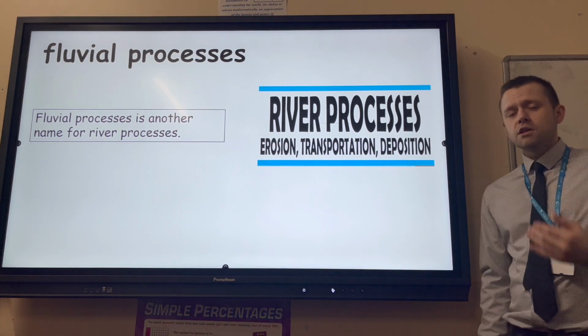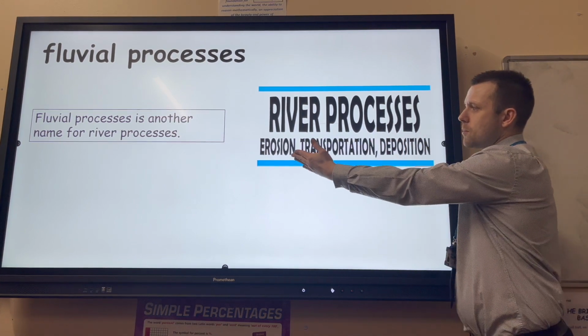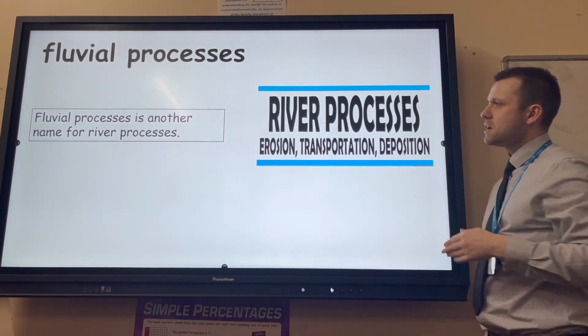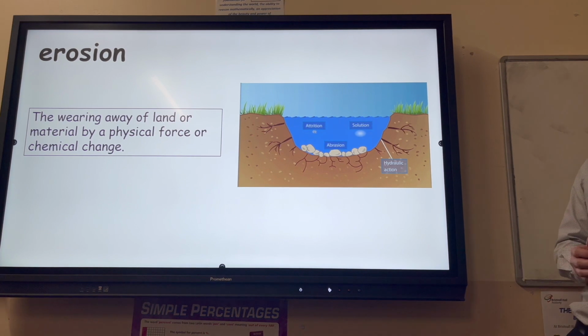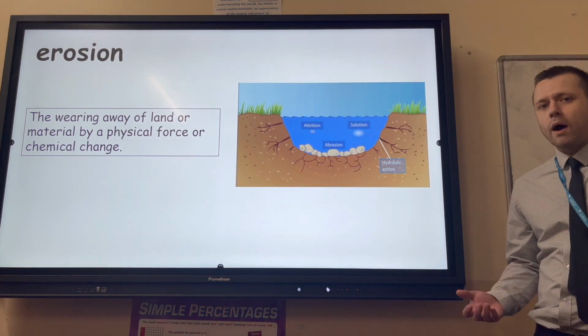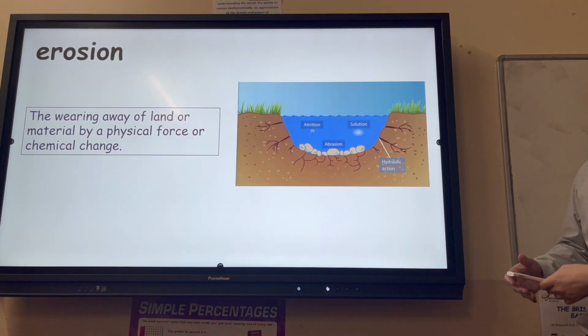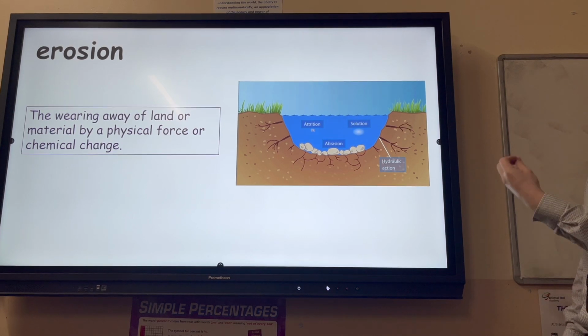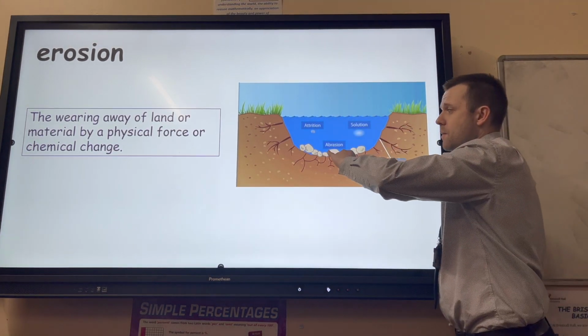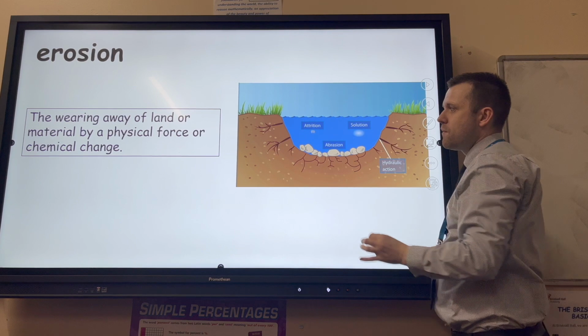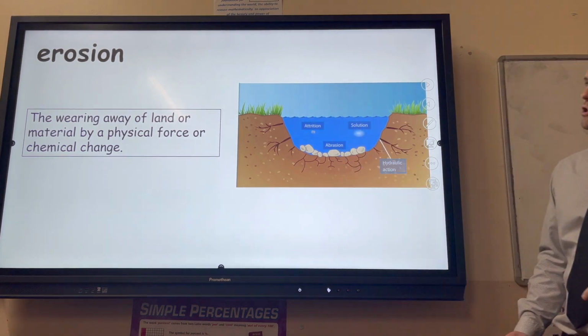Fluvial processes is anything that a river does. So fluvial is a river process, and we often talk about terms of erosion, transportation, deposition. Erosion is the wearing away of something. In terms of water in rivers, it's a physical force that wears away the riverbed, the riverbanks, and the river load, which is the material inside the river.